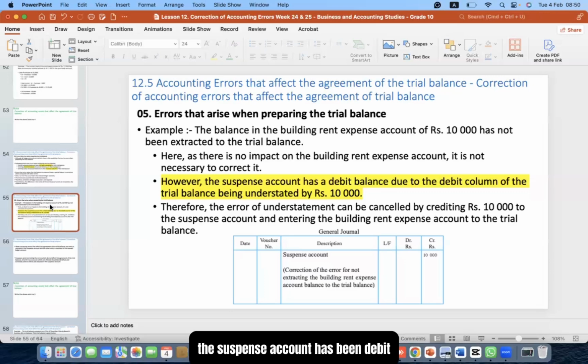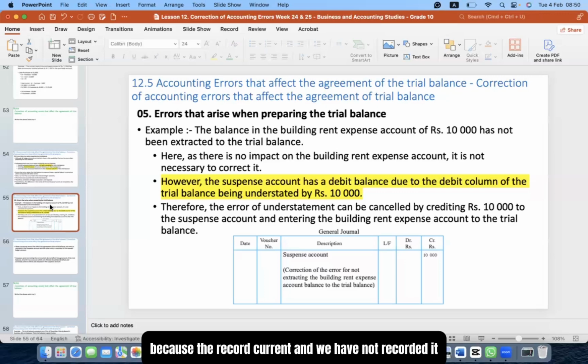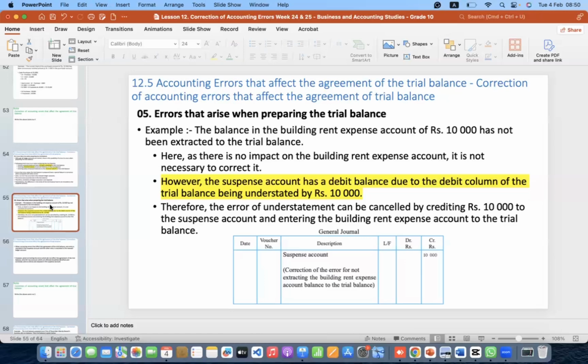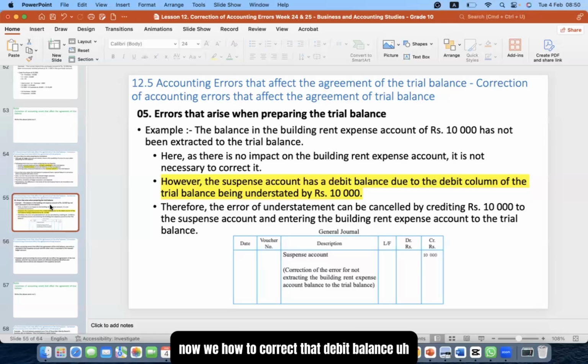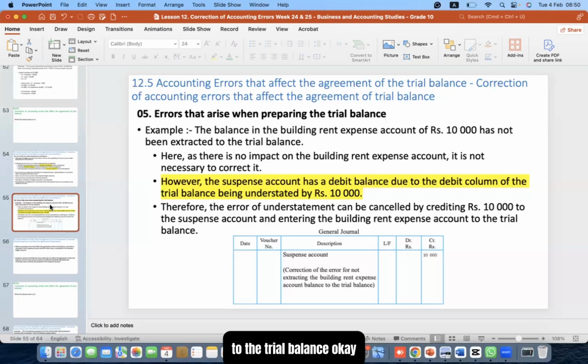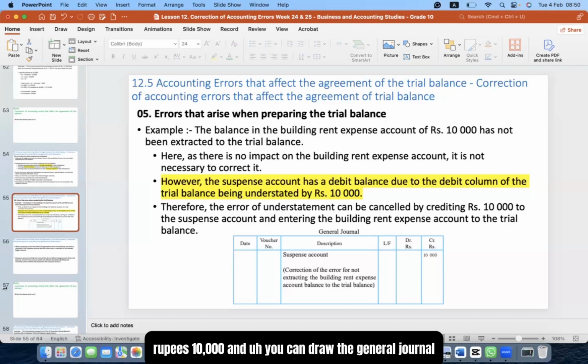However, the suspense account has a debit balance due to the debit column of the trial balance being understated by 10,000. We have not recorded it, so the debit balance is in short. To rectify it, we are recording 10,000 in the suspense account. Now we have to correct that debit balance in the suspense account. Therefore, the error of understatement can be cancelled by crediting 10,000 to the suspense account and entering the building rent expense account to the trial balance. So you can put suspense account credit rupees 10,000 and you can draw the general journal.